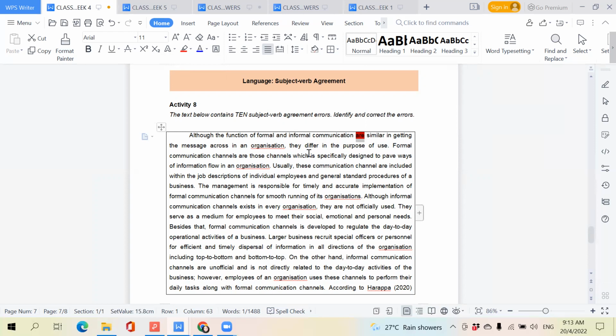Okay, next. They differ in the purpose of use. Formal communication channels are those channels which is. This is another mistake. You don't say "is", but "are". Okay, I'll highlight this as well. Okay, next. Flow in an organization. Usually, this communication channel are. Another mistake here. This is not "are", but "is".